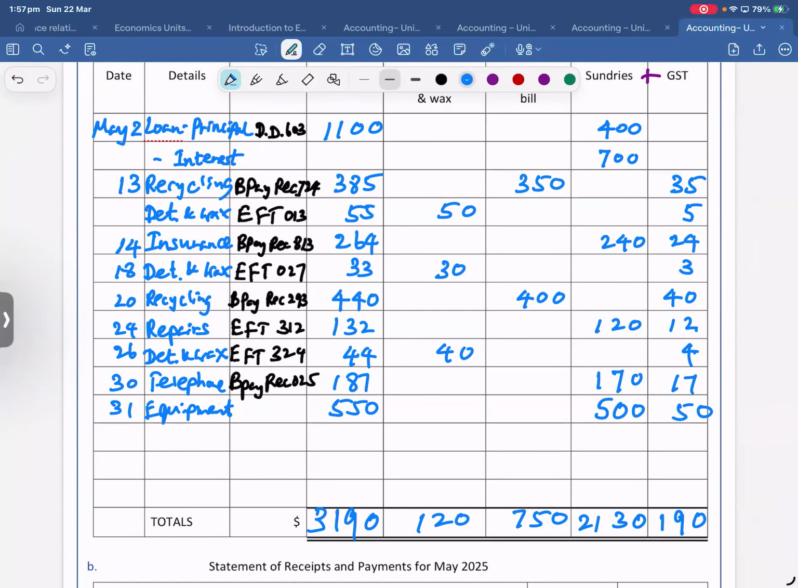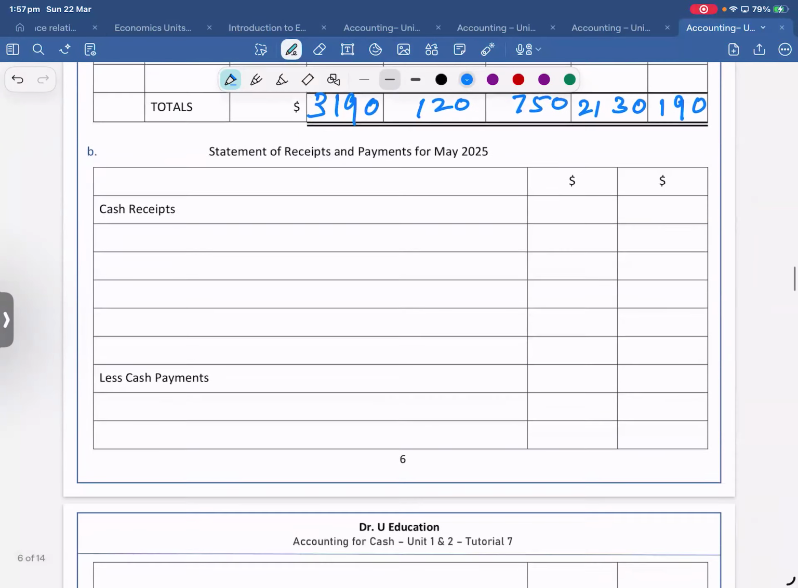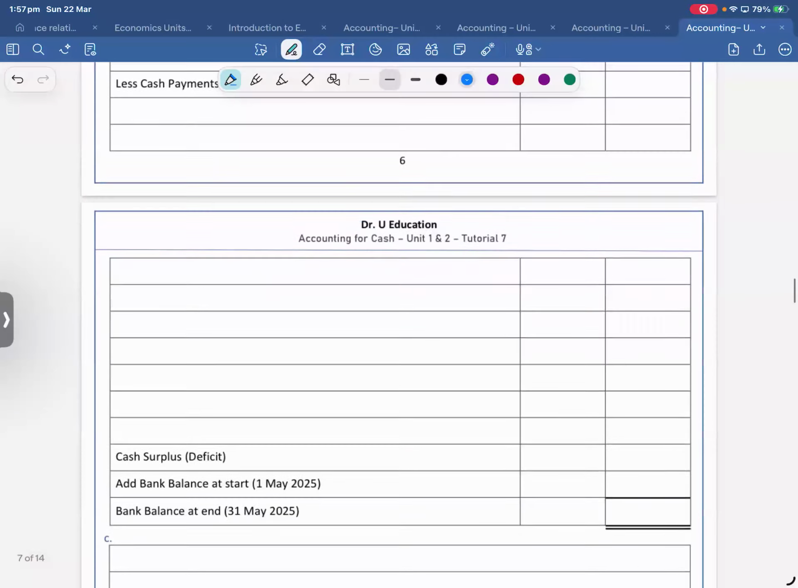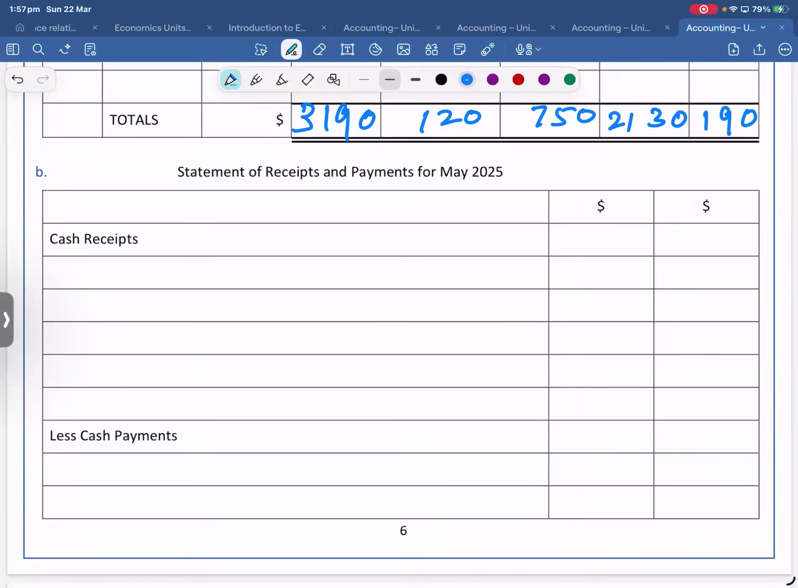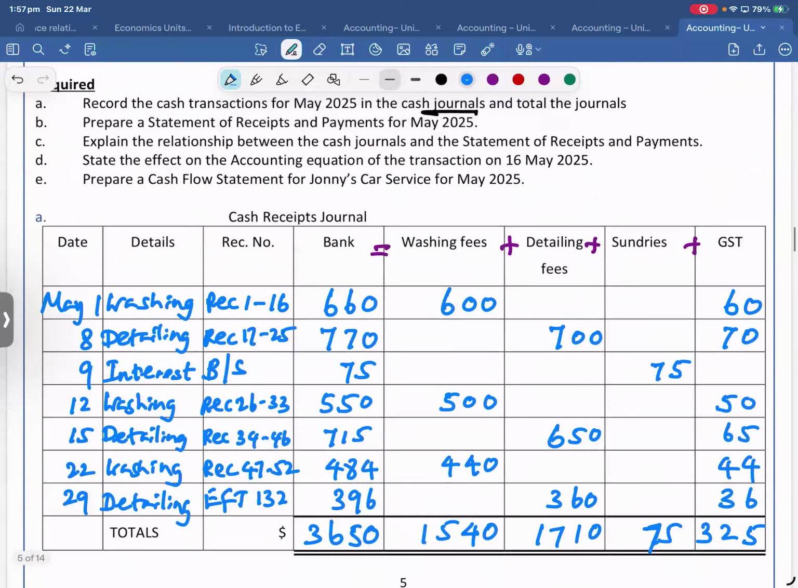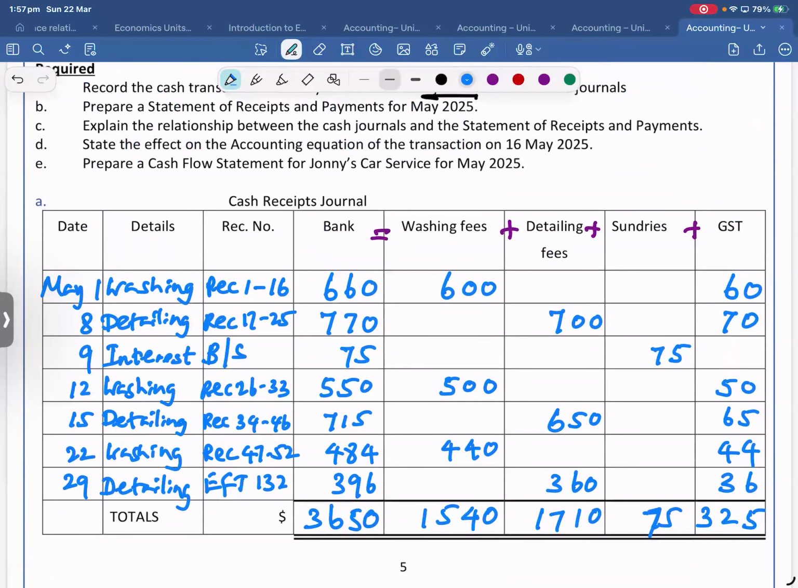Right. Now you know what we do for the statement of receipts and payments. Statement of receipts and payments is a summary of what we did here. Now see, the cash receipts journal, we have different headings: washing, detailing, GST, and sundries. We have one single thing, which is 75.